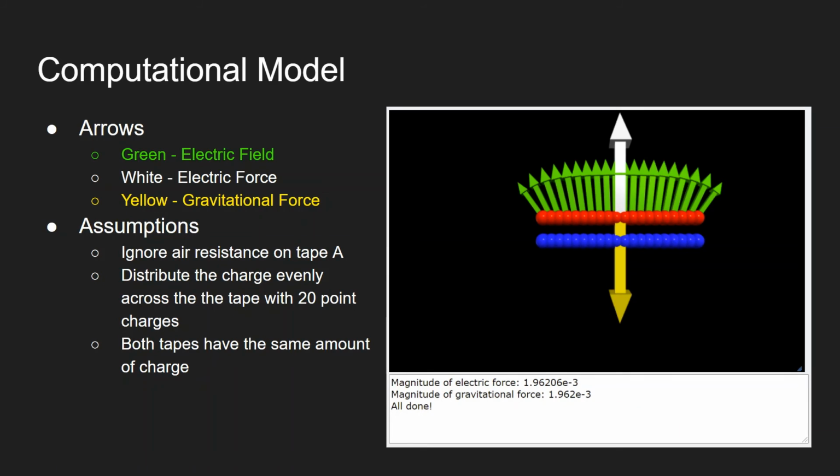The computational model shows on the right, and the green arrows are representing electric field, the white arrow represents electric force, and yellow is gravitational force. And you can clearly see that the white arrow and the yellow arrow are of the same magnitude but in opposite direction. I had to assume that air resistance on the tape was negligible and that the charge was evenly distributed across the tape with 20 point charges, and both tapes have the same amount of charge.